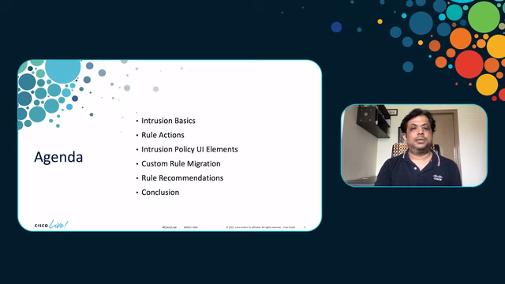Last but not the least, we look into Firepower rule recommendation. Now, rule recommendations have been an integral part of any IPS deployment, wherein the system looks at the traffic specific within the network and then comes up with recommendations on what are the signatures that need to be enabled or disabled in the IPS policy. Towards the end, we'll summarize what the key takeaways from this session are.